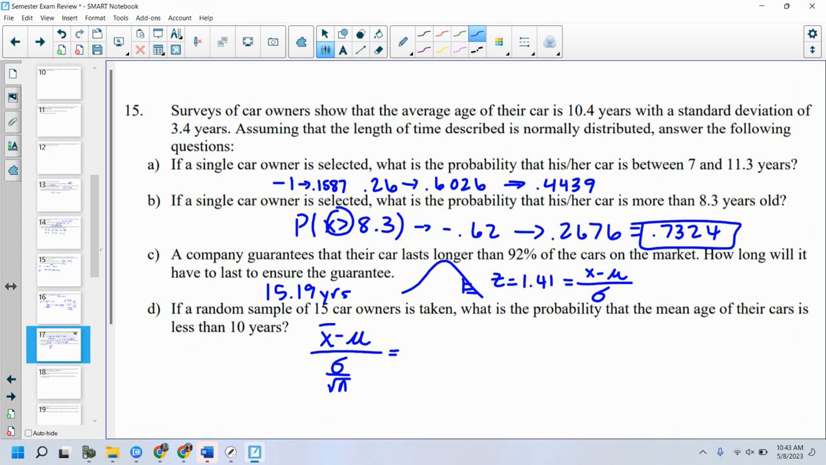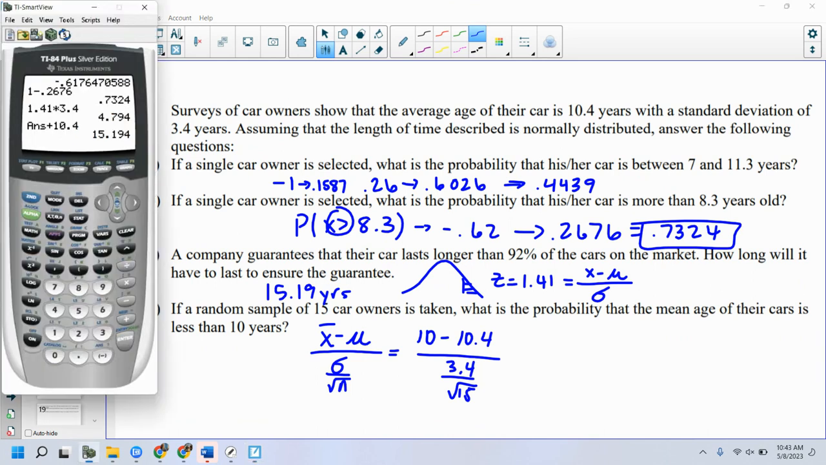Okay, so x bar is going to be, in this case, 10. Our original mean was 10.4. Our sigma was 3.4. And my sample size that I chose was 15. So I take 10 minus 10.4 divided by 3.4 divided by the square root of 15. Negative 1.85.